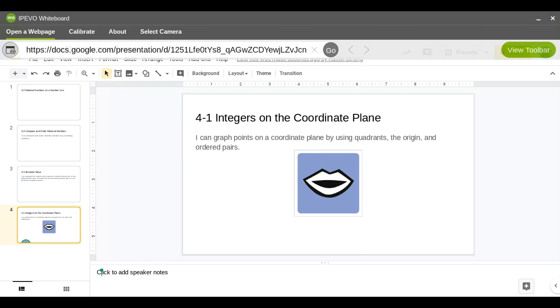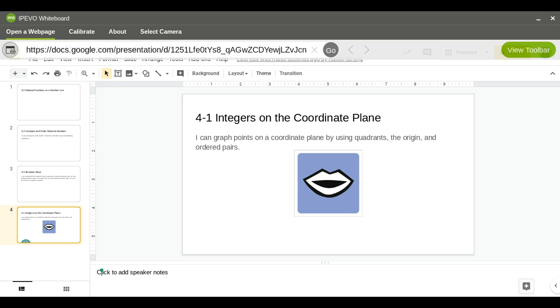For this topic, we're going to be looking at a coordinate plane and using the coordinate plane, and using coordinates on a coordinate plane, in different ways. So our first lesson in this topic is going to be looking at integers on the coordinate plane. And your learning target says, I can graph points on a coordinate plane by using quadrants, the origin, and ordered pair.